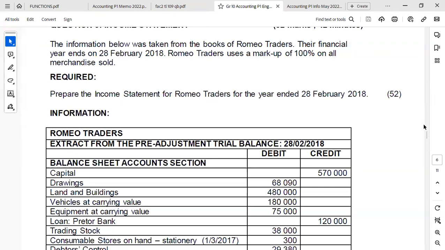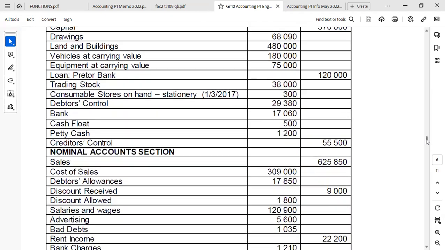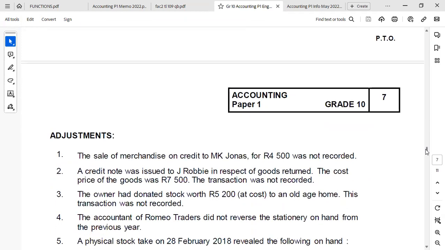And let's see where we are going to use this. I will just go to the first adjustment where they say the sale of merchandise on credit to MK Jonas for 4,500 was not recorded. Remember, when an invoice has been omitted, like it has been omitted here, 4 accounts will be affected. We debit debtors control because we sold these goods on credit, so the debtor will owe us 4,500. Debit debtors control because it's an asset. Then you credit sales with that 4,500.